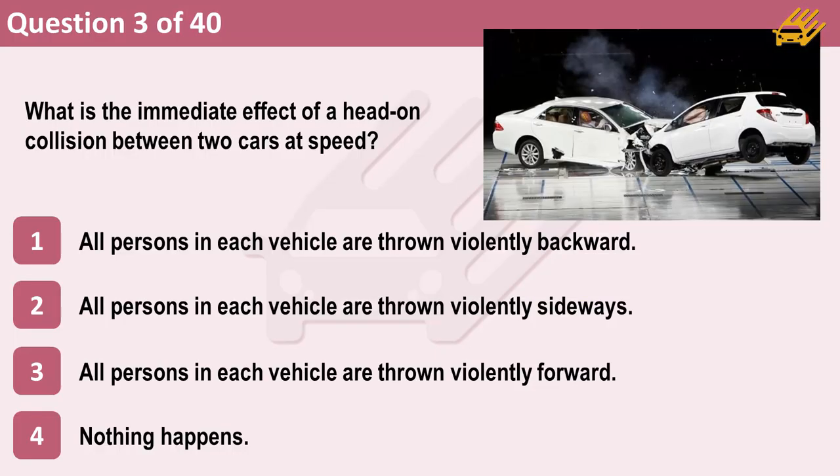What is the immediate effect of a head-on collision between two cars at speed? 1. All persons in each vehicle are thrown violently backward. 2. All persons in each vehicle are thrown violently sideways. 3. All persons in each vehicle are thrown violently forward. 4. Nothing happens.